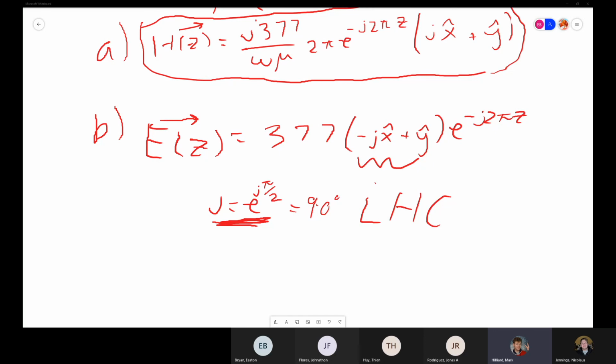Okay. So for this one, if I'm getting this right, the x hat, the negative j, so it's shifted 90 degrees behind. So y is above, so it's y's primary. Why does that make it left hand shifted?